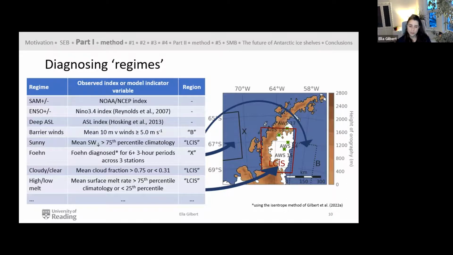So to detect when these dominant conditions are occurring, I've used a set of what I've called indicator variables, which tell you something about whether or not those are occurring. So for example, if I'm interested in sunny conditions over the Larsen C ice shelf, I've taken the solar radiation fluxes within the LCIS box, the Larsen C box, and if it reaches a certain threshold, then I can say that sunny conditions are occurring. And I've done something similar for each of those different sets of conditions.